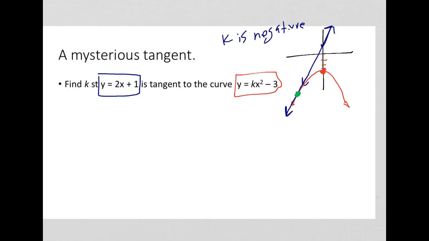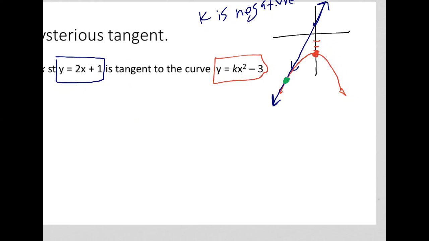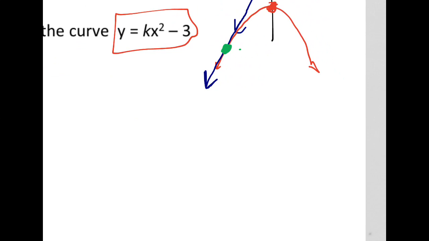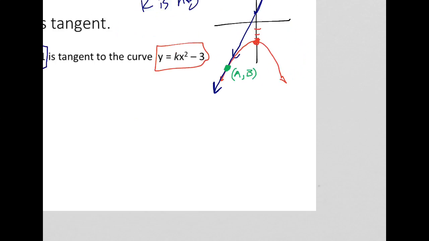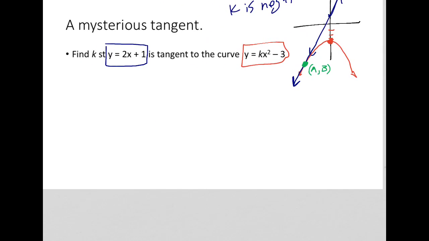That is on both functions. But again, I don't know the coordinates of that point, so I'm going to call them generically A, comma, B. So think about what that means then. We know that this point is on these equations.